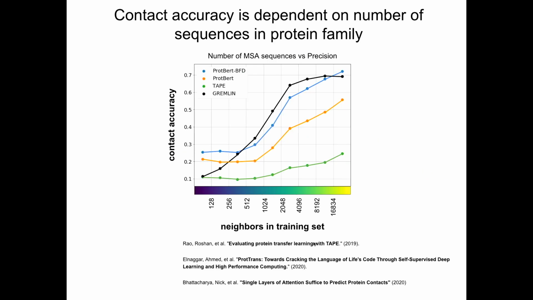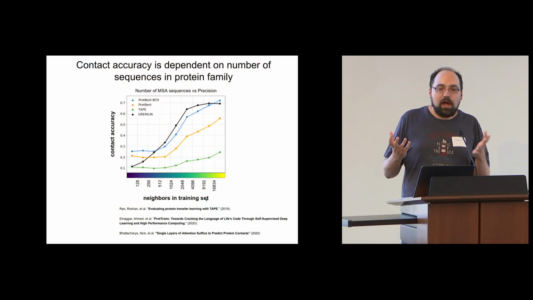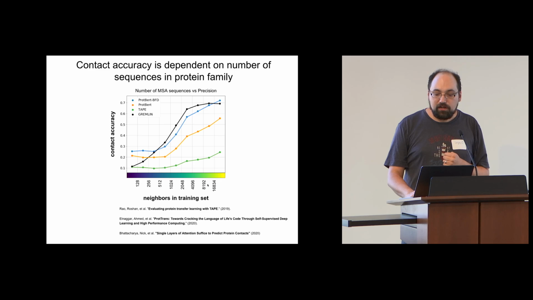But one thing that I wanted to highlight is if you start to actually compare the performance of these models, like how well these contact maps correlate to ground truth, they depend highly on the number of training examples. What I mean by that is if you take a protein sequence and ask how many examples are there in the training set that are very similar to that protein? There are some proteins that don't have that many examples, and there are other proteins that have a lot of examples.